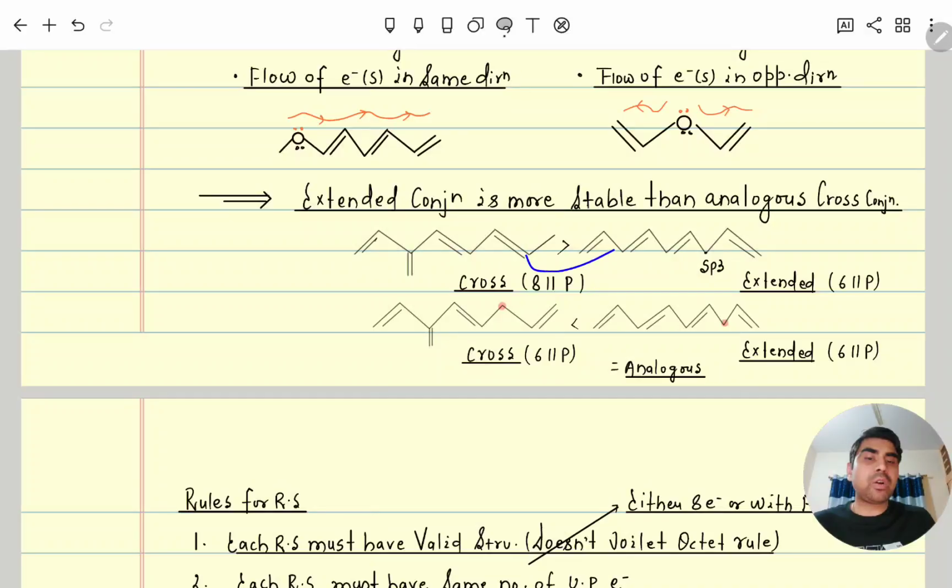So it is not an analogous series. In that case, cross only will be more stable, because here the electron is getting more delocalized in 8 parallel p orbitals. Hence it is more stable than extended.